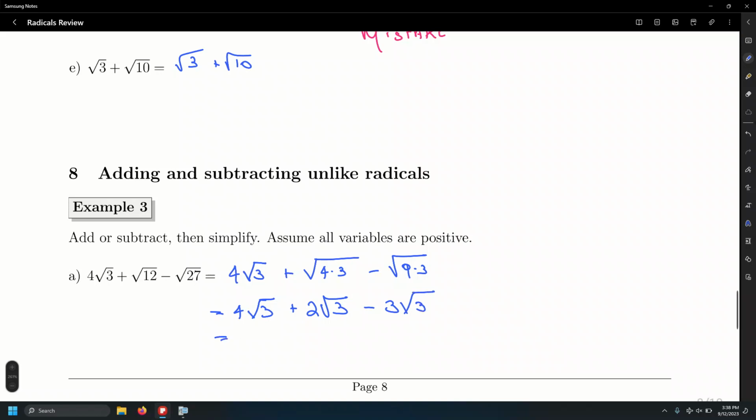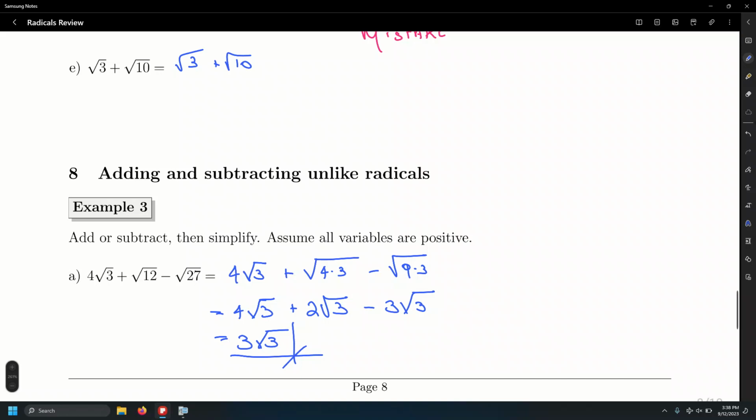All right? What do you think of this now? Can we combine these radicals together? 4 plus 2 is 6. Minus 3 is 3. 3 square root of 3. That's one example. All right?